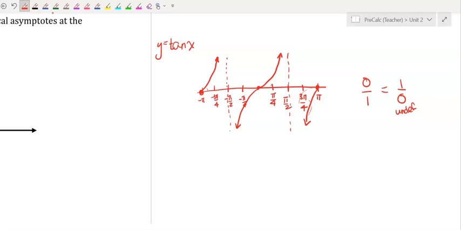Whereas in order to get the undefined part right here that we have for tangent, we would have had 1 over 0 for that. So the reciprocal of that is 0 over 1, which just is 0. So we have a couple of things that we already know now based on tangent's graph, what we're going to have for cotangent. So let's look.